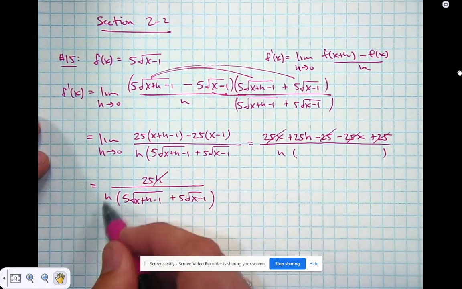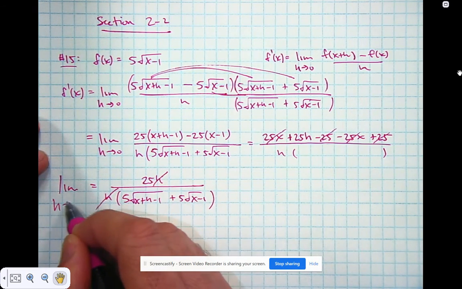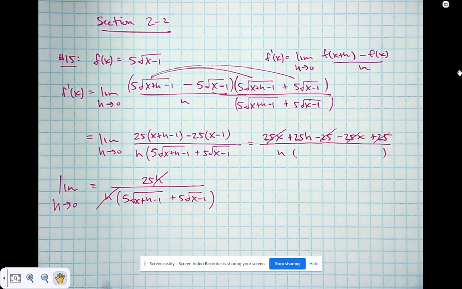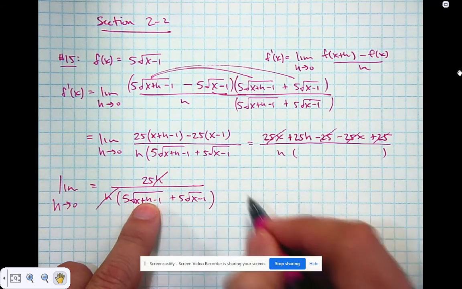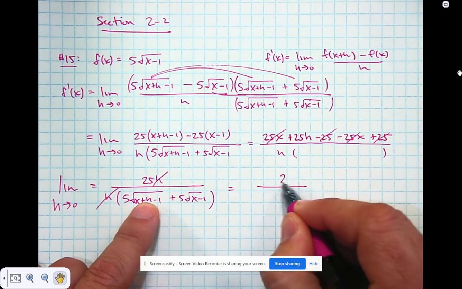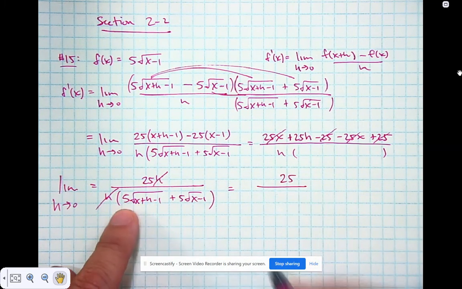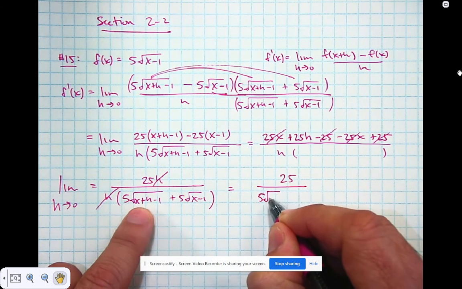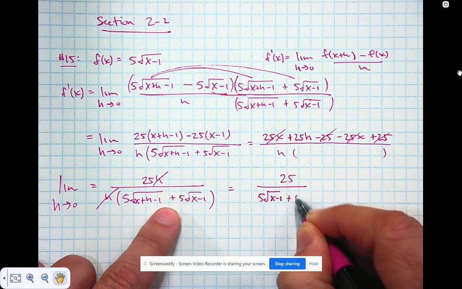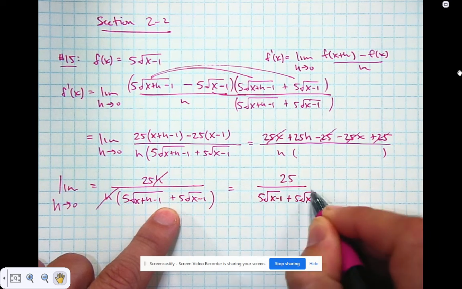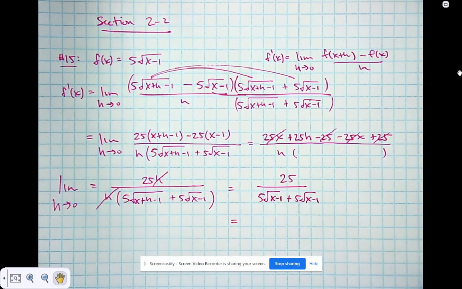And these h's will cancel. And then if you re-engage the calc, if you take the limit as h goes to 0, you're supposed to plug in 0 for h. There's only one h left. So this all becomes 25 over 5 square root of x minus 1 plus 5 square root of x minus 1. All right, so that's our answer, but we can simplify.